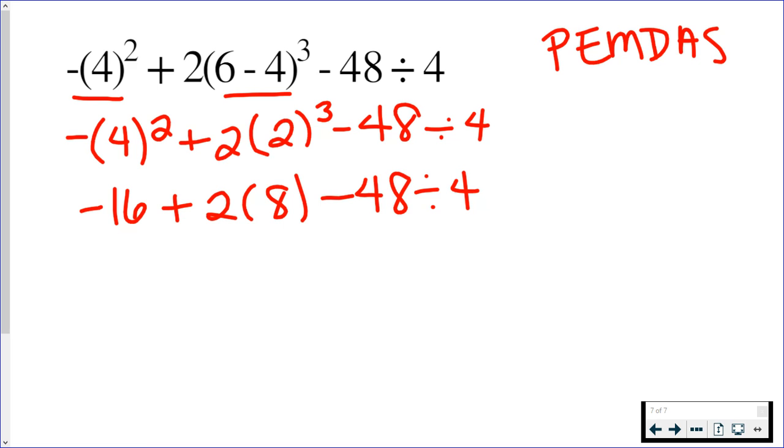Now you need to remember, multiplication can be represented by 2 numbers being next to each other with parentheses, but that doesn't mean you do that first because, like I explained earlier, that would be multiplication. It would not be the parentheses at the beginning of the order. So in this step, now that I've moved on to multiplication, I can do 2 times 8, which is positive 16.